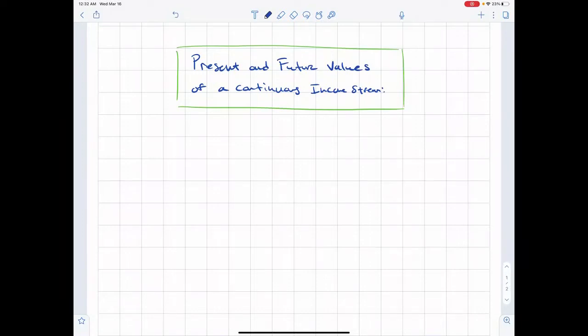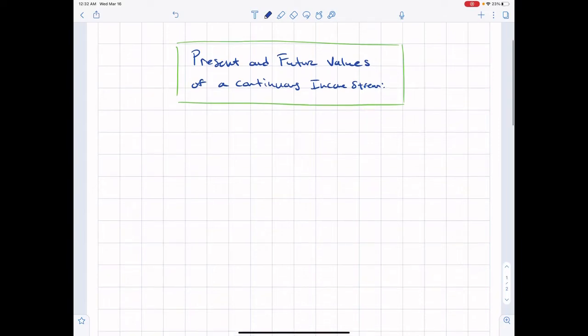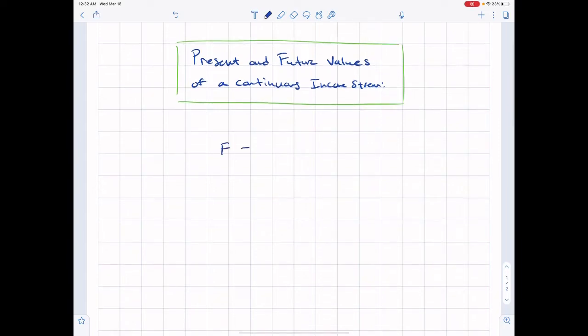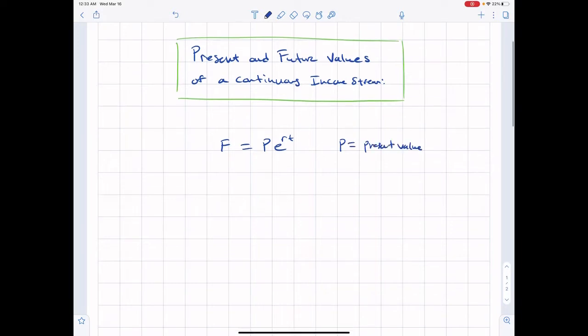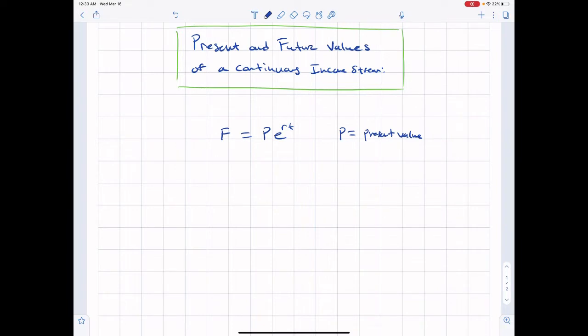Okay, so we're going to be looking at the present and future values of a continuous income stream and how we can use integrals to model this. So if we recall, we have this equation, F equals P times e to the rt, where P is the present value. This is for one particular investment, so I take P dollars and I invest it at an interest rate of r.